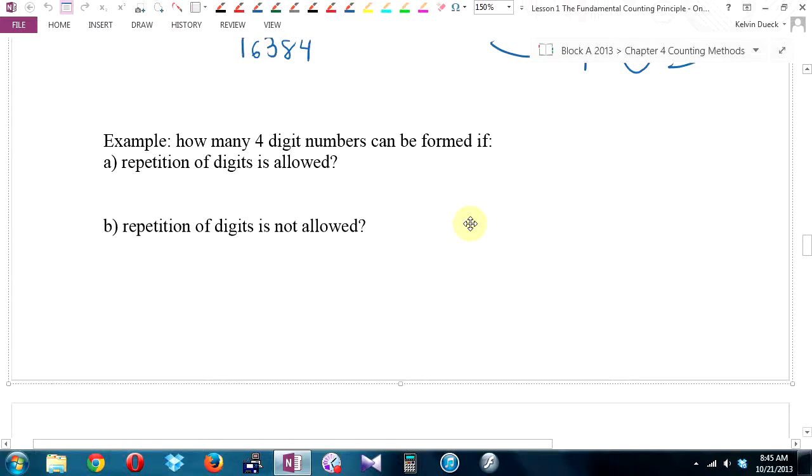So we're continuing from last day, and there's going to be a question on your test, Kyla, I guarantee it. You with me? There's going to be some kind of a number question, like this one here. How many 4-digit numbers can be formed?